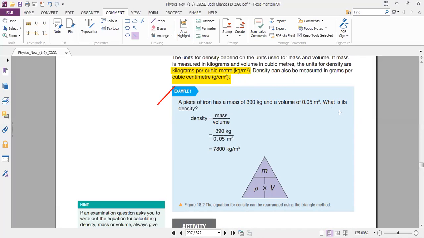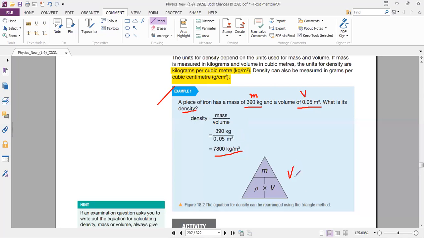What is its density? So this is what? This is mass. I can say this is m, and this is volume v. We have to find out density. So if we put mass by volume, then we get density: 7,800 kg per meter cube.